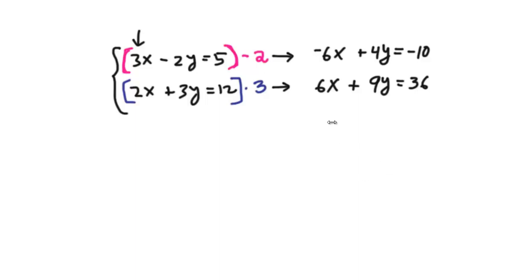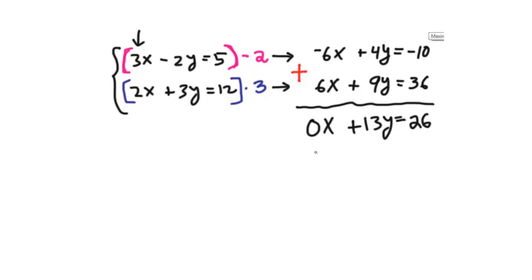Let me emphasize one more time that we multiply the first equation by negative 2 so that the coefficient of x will be negative 6, and we multiply the second equation by 3 so that its coefficient of x is positive 6. The reason is that now we can add the two equations. Plus sign right here. We end up with 0x, 13y, and positive 26. So this reduces to just 13y is equal to 26. So y is 2. We found y, and it's 2.